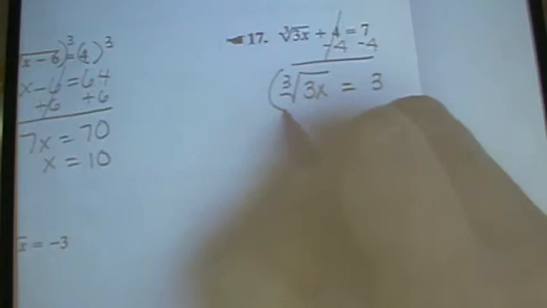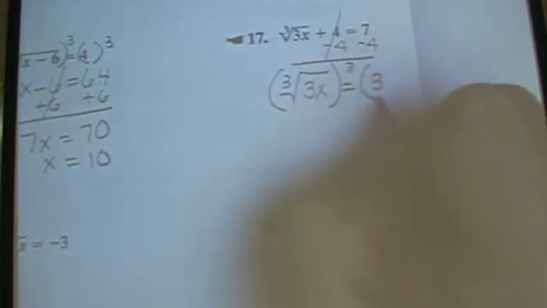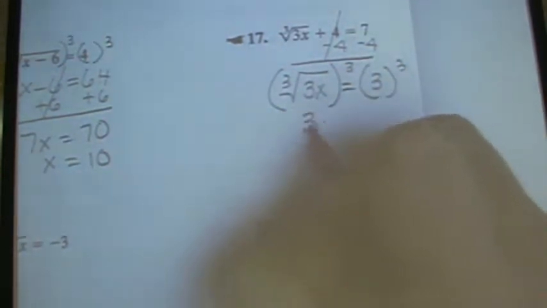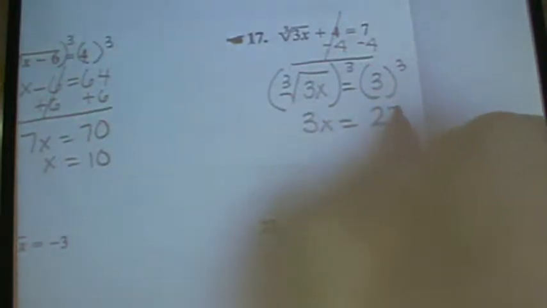For 17, you're going to want to get rid of this 4. So subtract 4. Now you're going to cube both sides. So you get 3x here is equal to 27. Divide by 3, x is 9. 21, we're going to raise both sides to the 4th power. And 3 to the 4th power is 81.